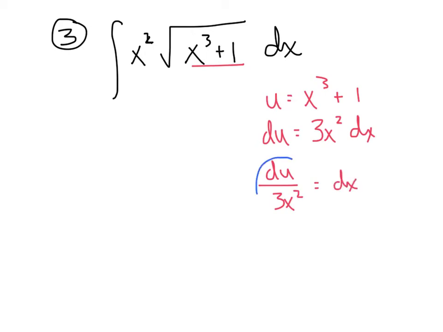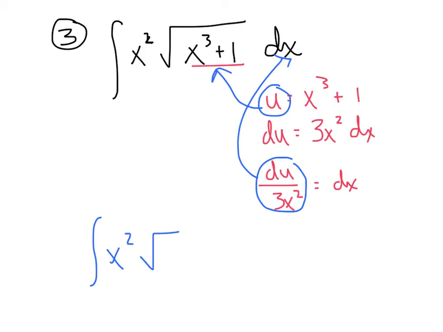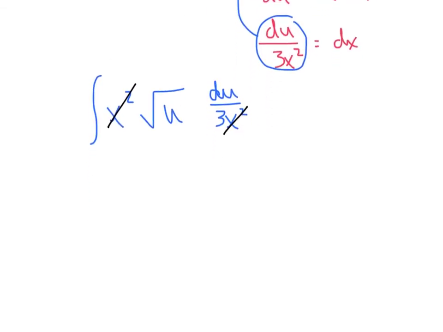And here's where we're going to substitute this expression in for dx. We'll substitute my u in for the x cubed plus 1. So I still have an x squared, I've got radical u, and then I've got du over 3x squared. Hopefully we get a, yes we do, we get a beautiful cancellation. The x squared cancels the x squared. What do we got left?